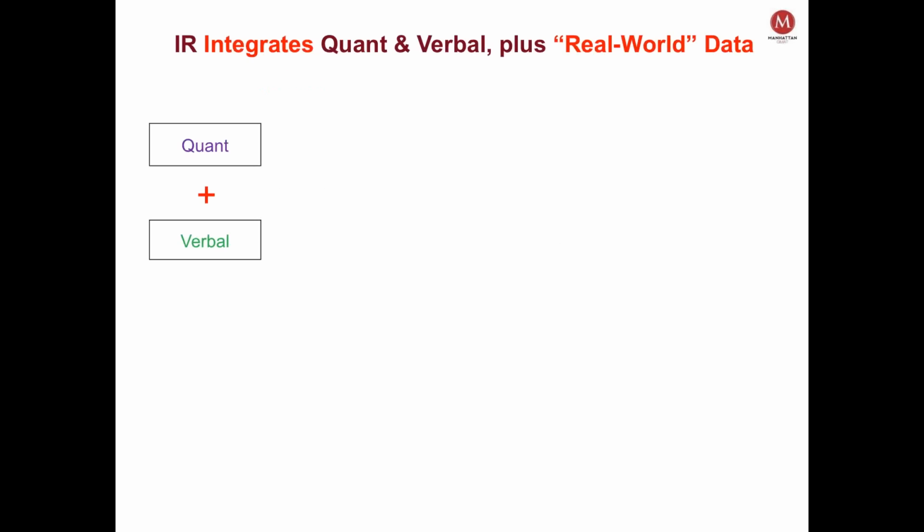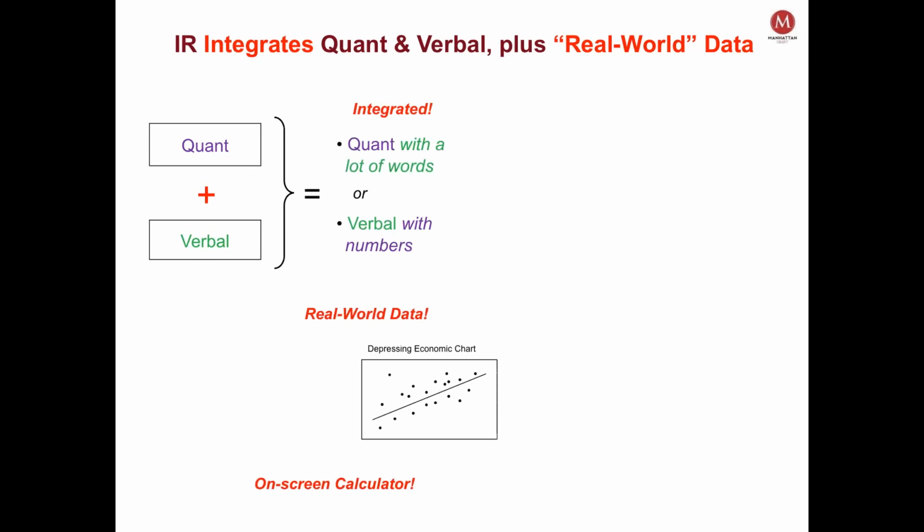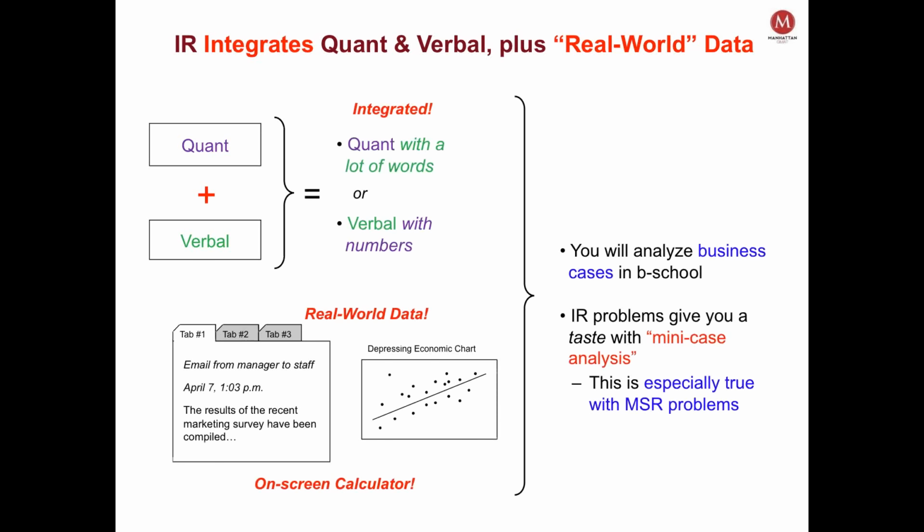All right, so first thing, just a quick review. I know a lot of you have been attending these seminars, so you already know this. But IR integrates quant and verbal, plus it adds real-world data. And why is this important? Real-world data looks something like this, and here's a little MSR off to the left showing the tabs.